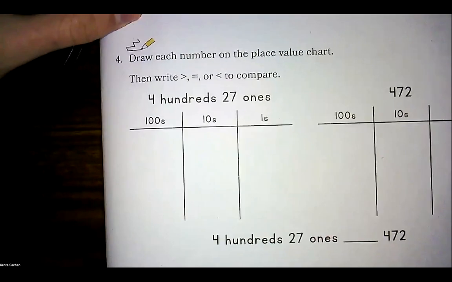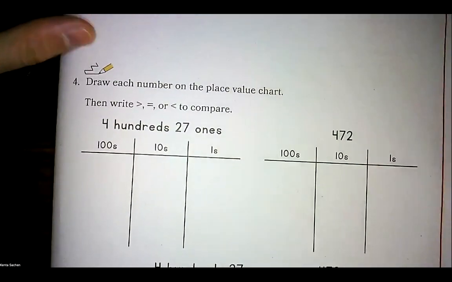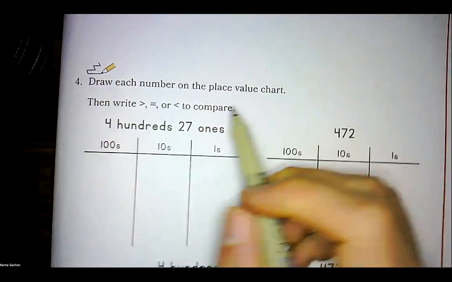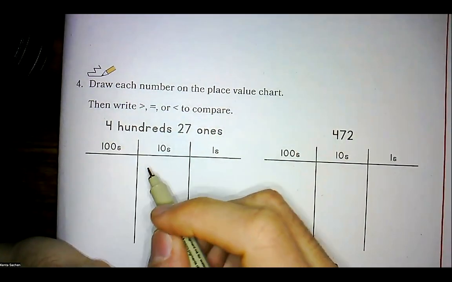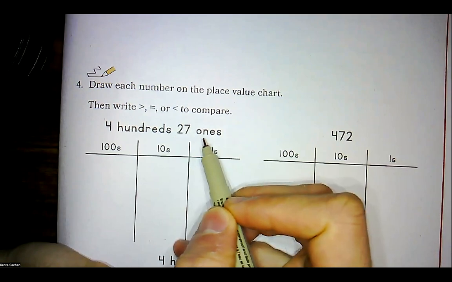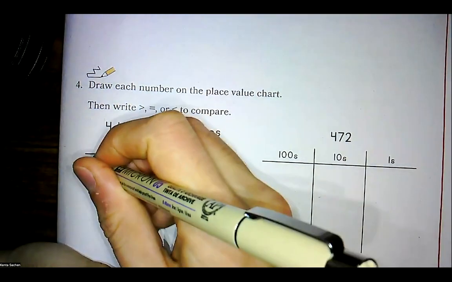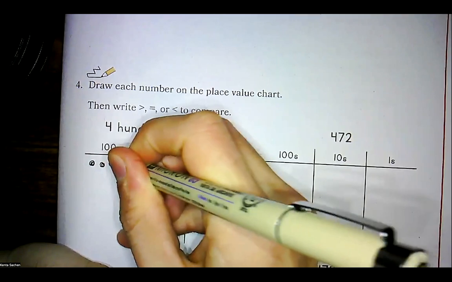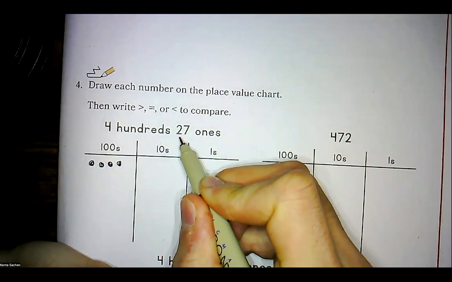Now, number 4 gets a little bit trickier, because we're going to actually make our place value charts this time. So first, 400s, 27 ones. 400s and 27 ones.